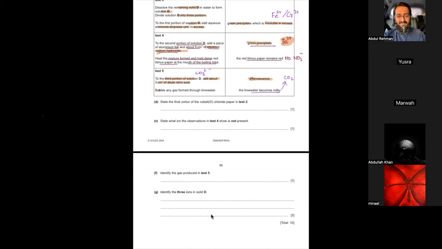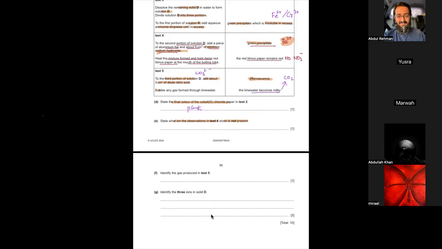Now, what are their questions? State the final color of the cobalt(II) chloride. So cobalt(II) chloride is blue, and when it absorbs water, in contact with water, it turns pink. So the final color is pink. Next, state what ions are present in test 4.